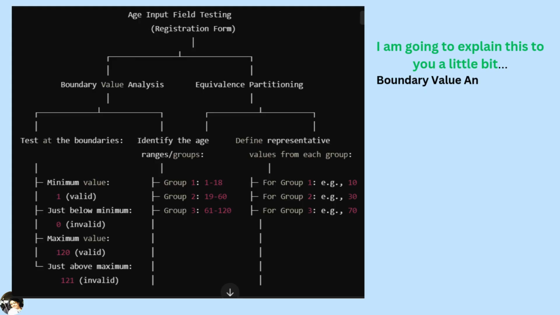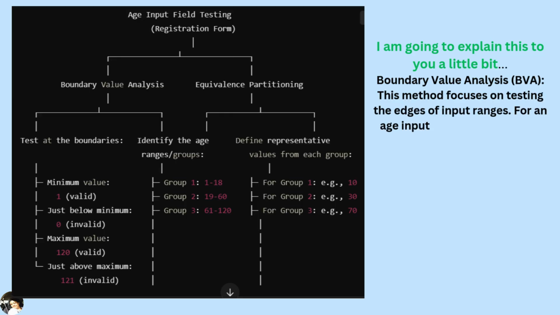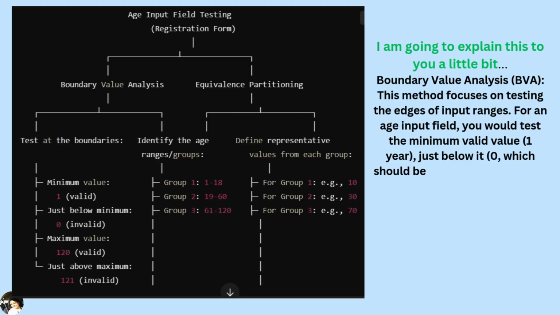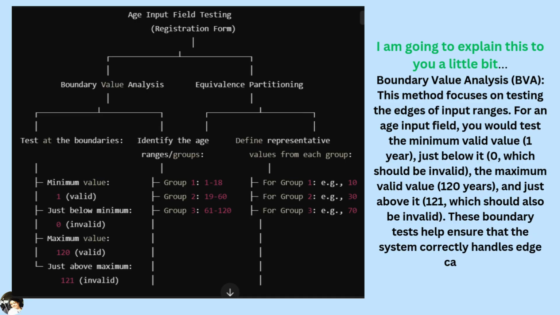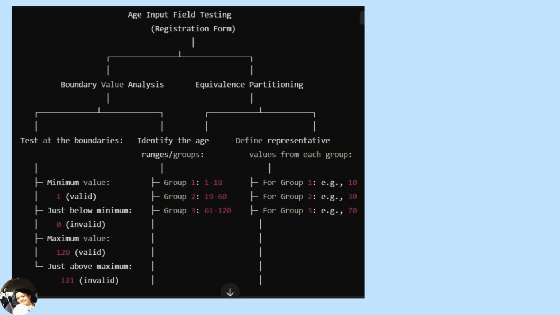Boundary value analysis, BVA. This method focuses on testing the edges of input ranges. For an age input field, you would test the minimum valid value, 1 year, just below it, 0, which should be invalid, the maximum valid value, 120 years, and just above it, 121, which should also be invalid. These boundary tests help ensure that the system correctly handles edge cases.